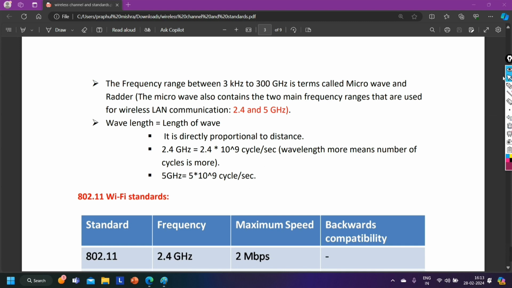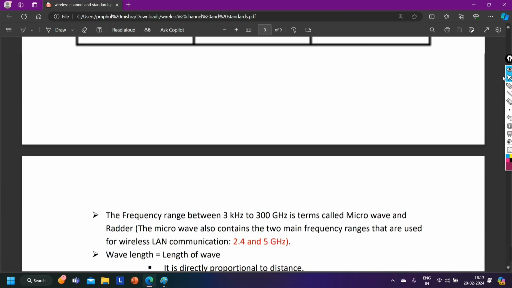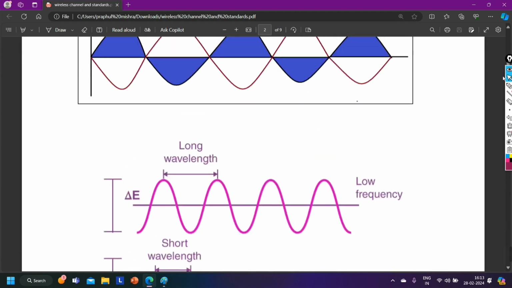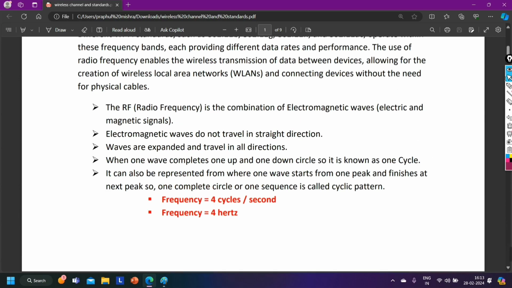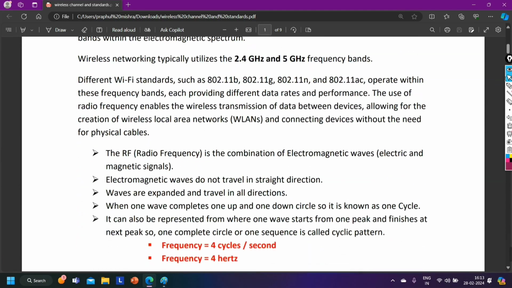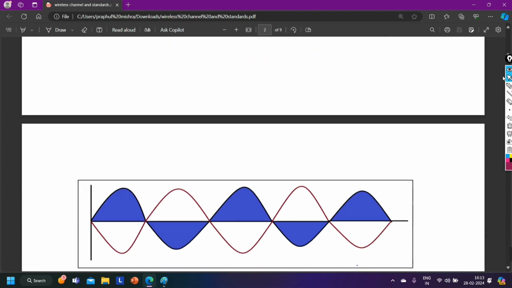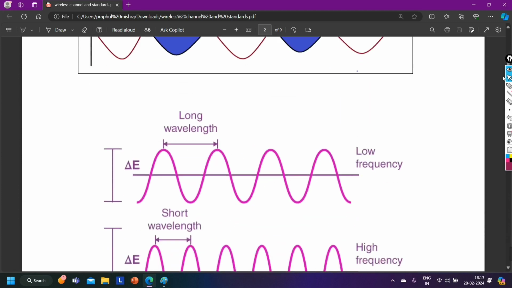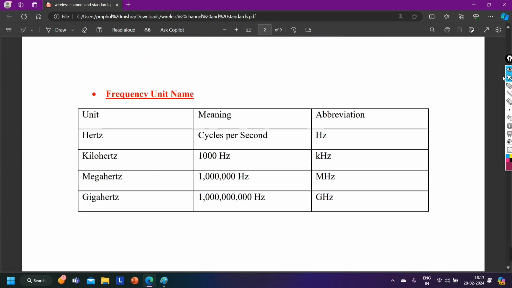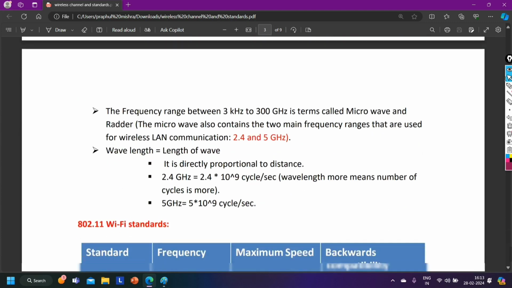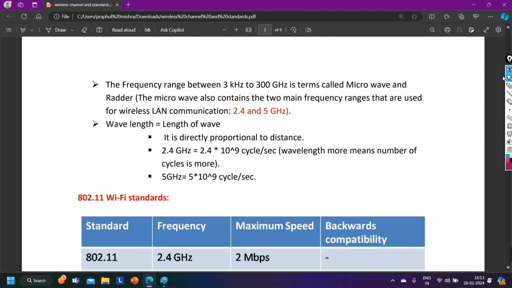Okay, now let's move to standards. So till now we discussed only the frequencies, right? Like what is radio frequency, what are the units of radio frequency, and what is the meaning of frequency. We also understood the band, meaning a group of frequencies is known as a band. Now let's move to Wi-Fi standards, guys. First we are going to understand the standards and then we will move to the channels.